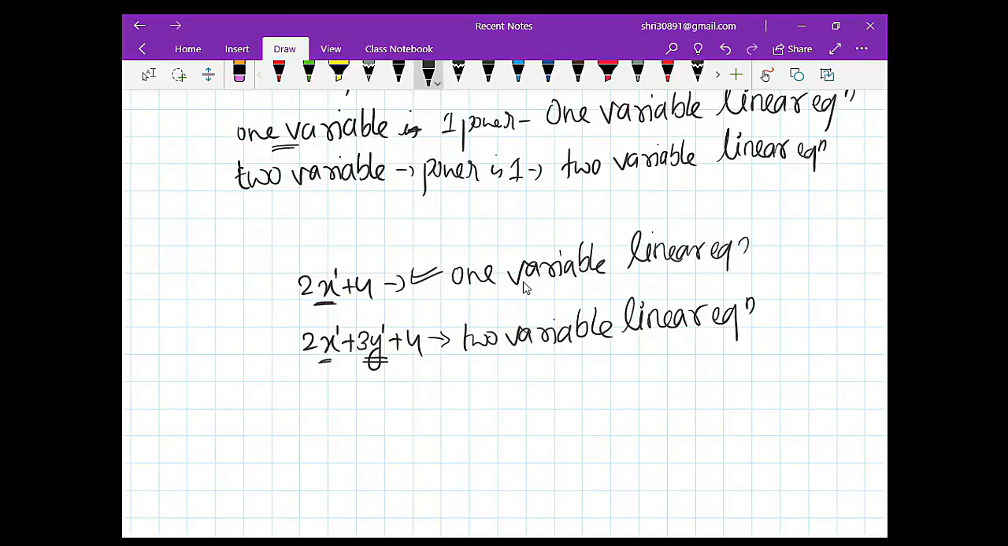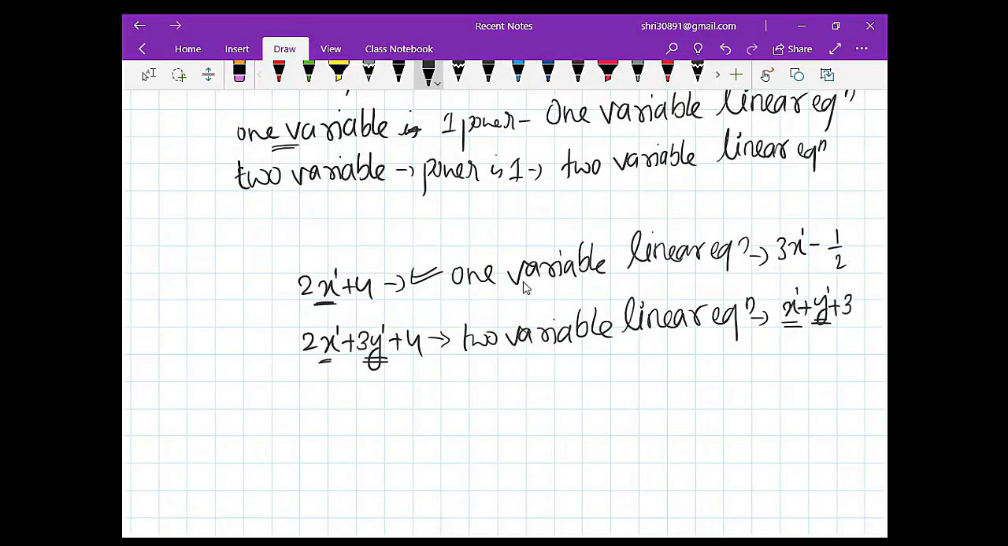Okay, see another example. For a one variable linear equation, 3x minus 1 by 2. And for a two variable linear equation, another example, x plus y plus 3. Here, the x variable is there and the second variable is y, and the power of x is 1, the power of y is also 1.